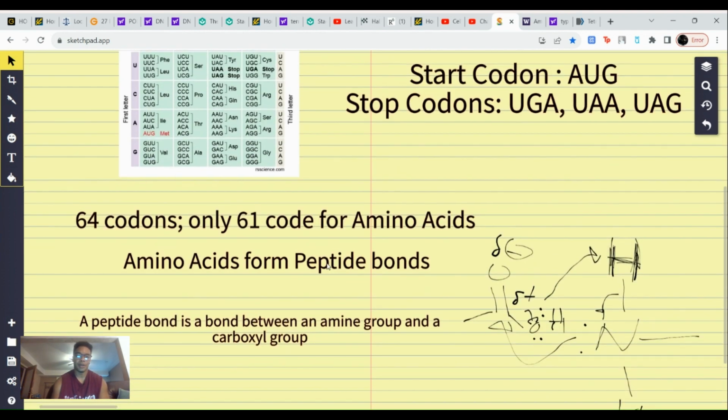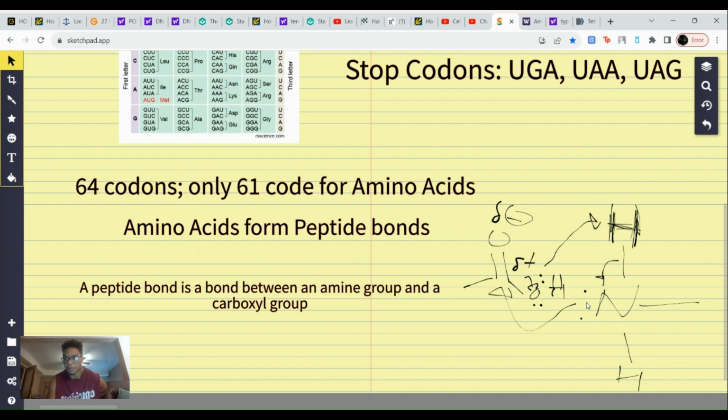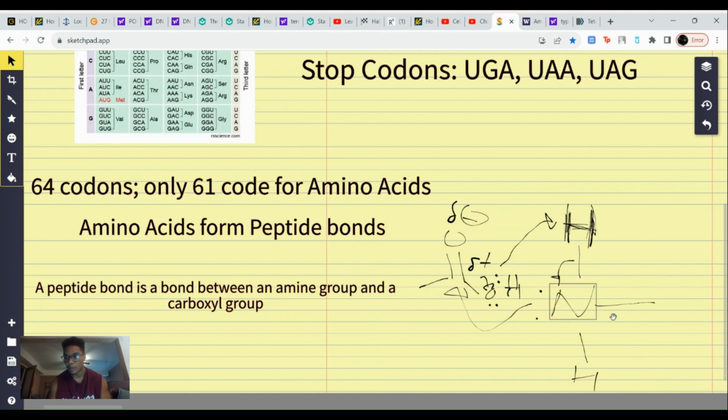So amino acids form proteins through something called a peptide bond. And a peptide bond is between a carboxyl group, a carbon double bonded to an oxygen, and an amine, which is a nitrogen compound. There's primary amines, secondary amines, tertiary amines. In terms of proteins, most of them, except proline, are going to be primary amines used to form peptide bonds with the carboxyl group. And primary means there's only one carbon.